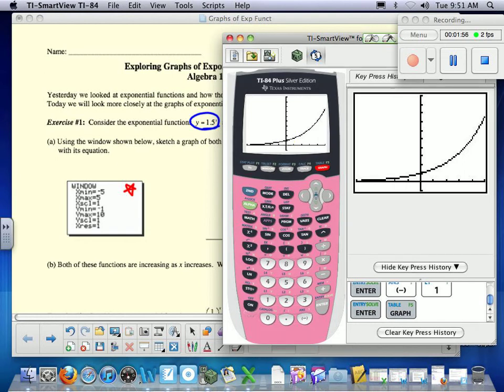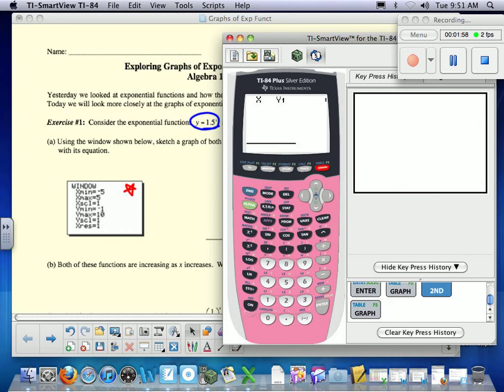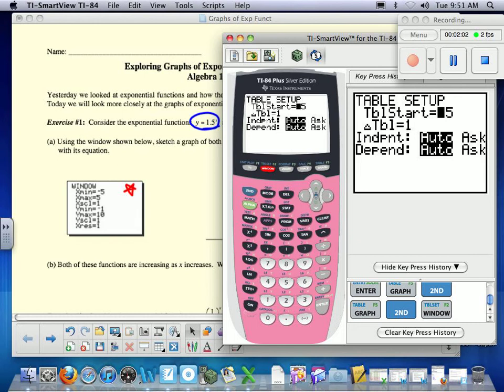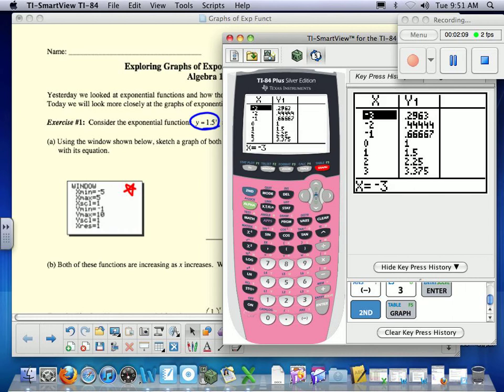Let's take a quick look at our table of values. Mine's in the wrong place, so I'm going to change that real quick. I'm going to start at like -3. And then look at my table. And sure enough, there's that 0, 1.